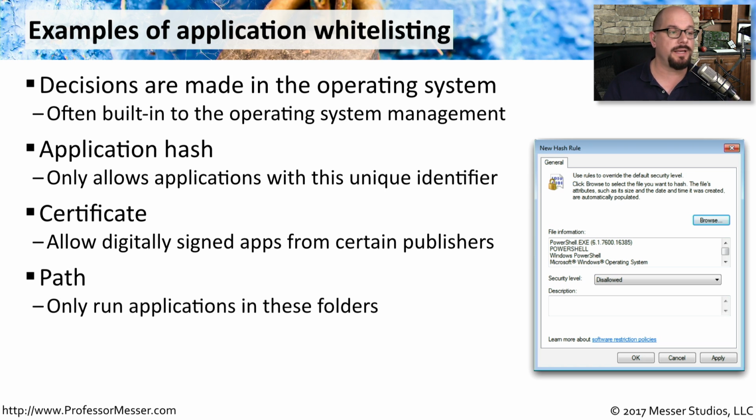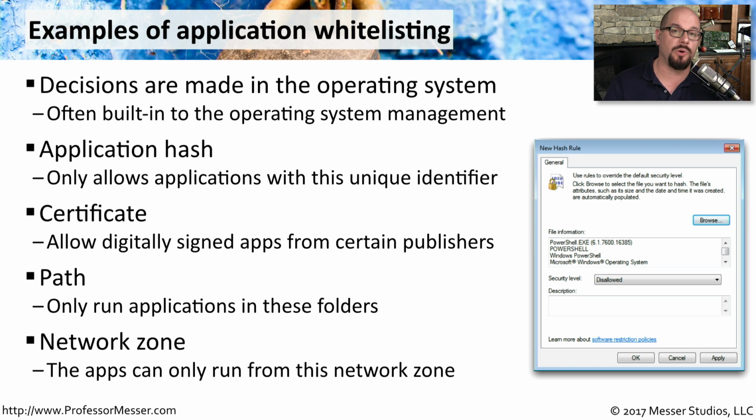You might also want to set a certain path so that only applications that are running from a protected path on your network are allowed to execute. And lastly, you might want to set these applications to only run if you're in a particular network zone. For example, certain applications would only be able to work on the corporate network and would not be able to work on a public network.